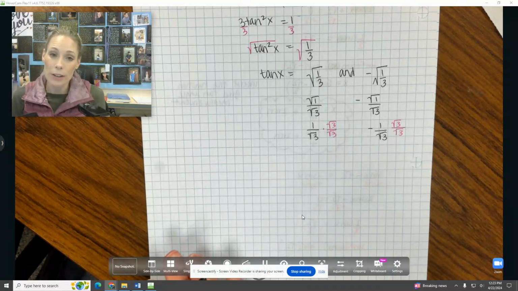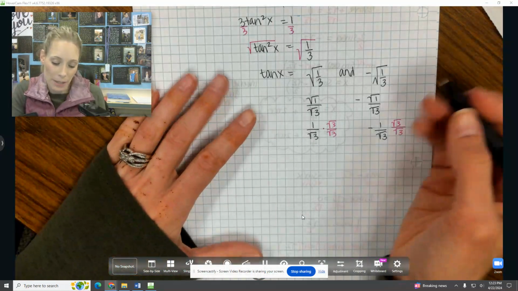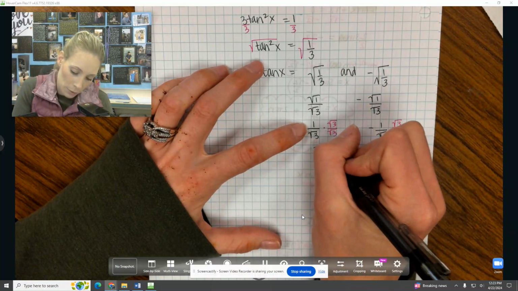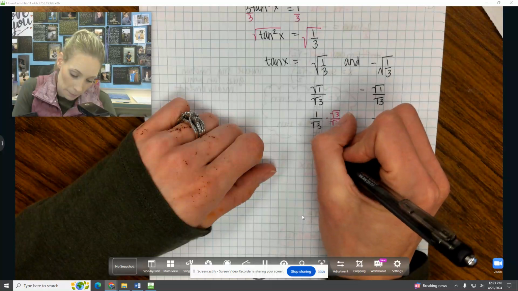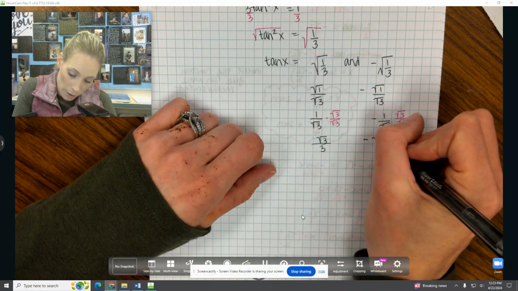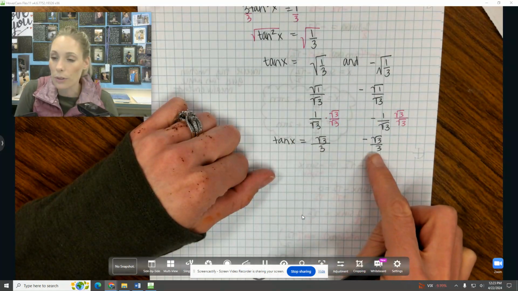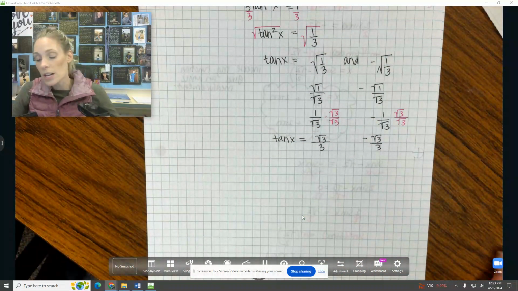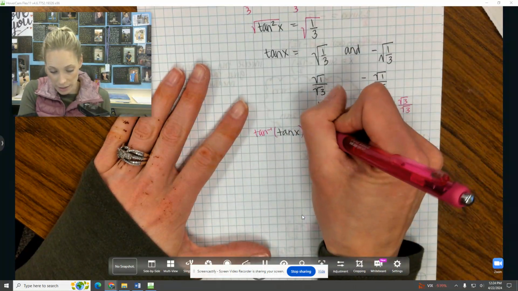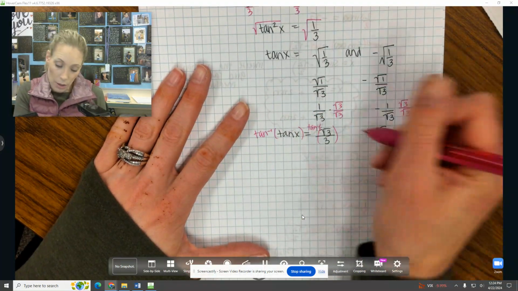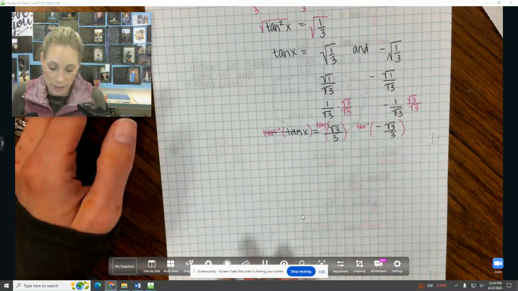You first learned about how to rationalize the denominator in geometry. Then you did it again in Algebra 2. And then we spent a little bit of time this year as well. 1 times root 3 is root 3. Root 3 times root 3 is root 9. But root 9 is just 3. So we are looking for when tangent of x equals this or that. Now remember, to get rid of a tangent, you're going to inverse tangent both sides. So we are looking for the inverse tangent of both of those things.